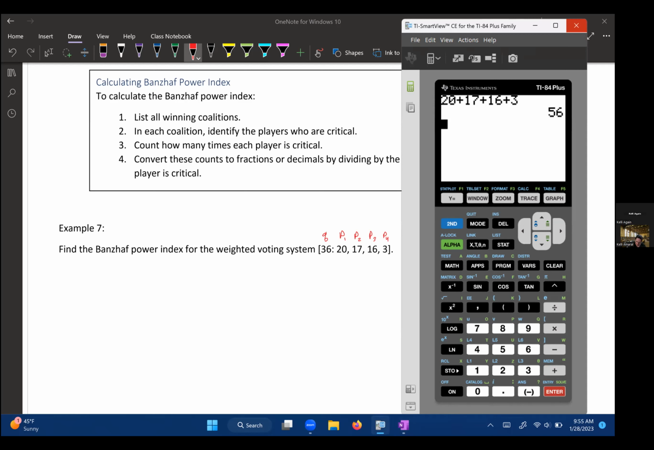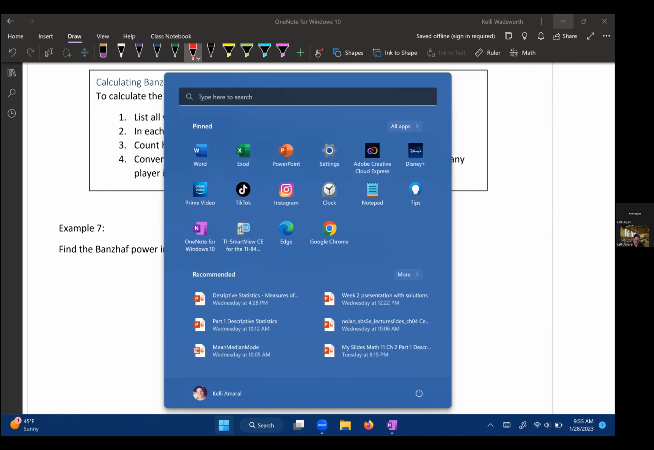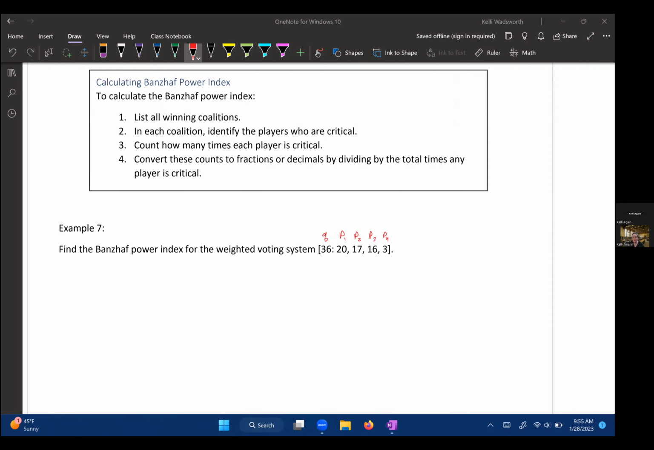Oh, dang it. I closed the calculator. I didn't want to do that. Well, I'm going to need it, so let me open it up again. Hopefully it'll open in the same place it closed.